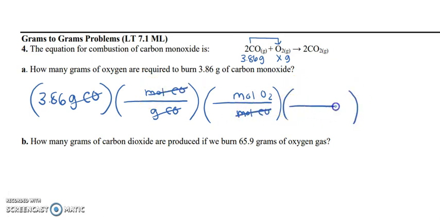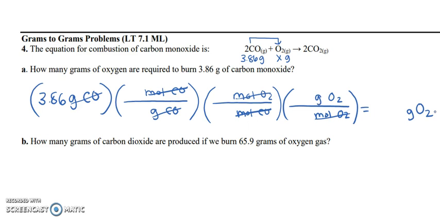And my last step is to take moles of O2 and turn it into grams of O2. And moles of O2 and moles of O2 cancel out, and the only unit I have left is grams of O2. I know that my answer is going to be in grams of O2, which is ultimately what I want. Now I can plug in numbers.